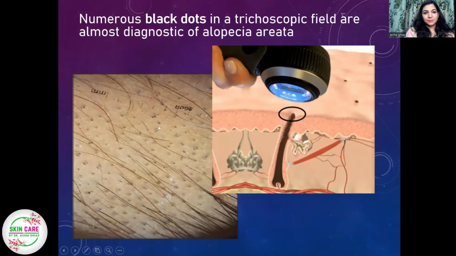See this picture. This was a case of alopecia areata where you get to see all these black dots. These black dots are the residual hair that are left in the hair follicles after the distal hair has fallen off. And as you can see, the hair follicle still contains the root of the hair stuck in here, but from top it is already broken off. And with the help of trichoscopy, you see just the black dot, as you can see over here as well.